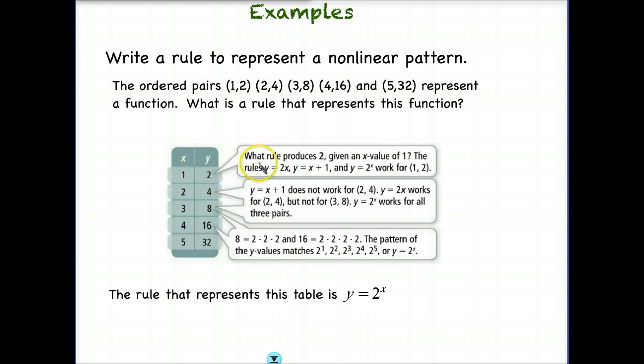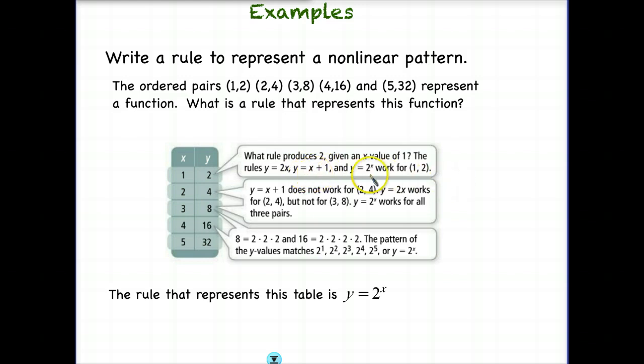Well, the way I look at this is we start with the first coordinate point, 1, 2, and we figure out what rule could produce a 2 given an x value of 1. And we can write them out. So I wrote out y equals 2x. That works, right? If you plug a 1 in for x, y would equal 2, which it does. You also get y equals x plus 1. That would work. If I plugged in a 1 for x, 1 plus 1 is 2.